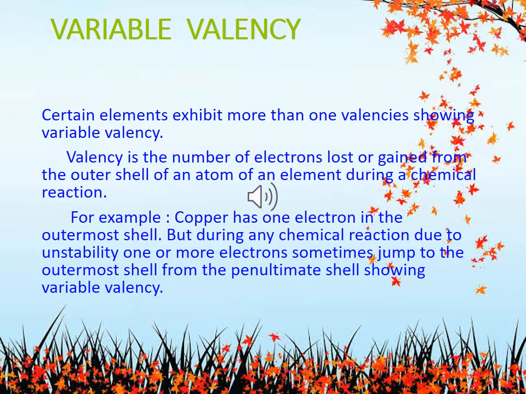That is why copper shows variable valency, and this happens due to its unstable nature. During any chemical reaction, due to its unstable nature, this jumping of electrons occurs from the second last shell to the last shell, showing variable valency.